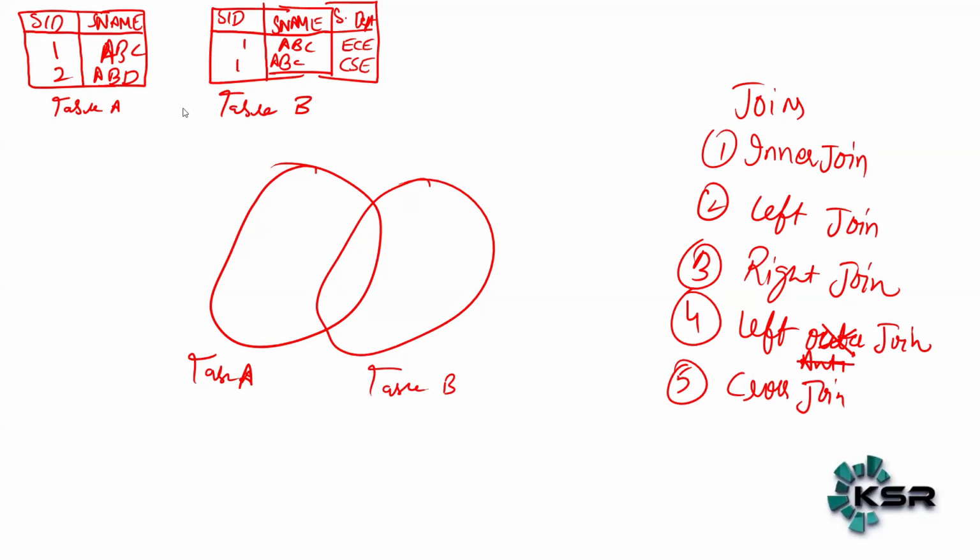Let's not discuss anti-join as of now. These were the four types of join that you are aware of. Self join is also there. Okay. So what will happen in the inner join? The rows which are present in both the tables will be present in the result. So basically, this is the part.